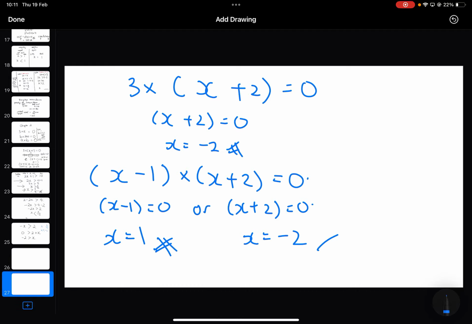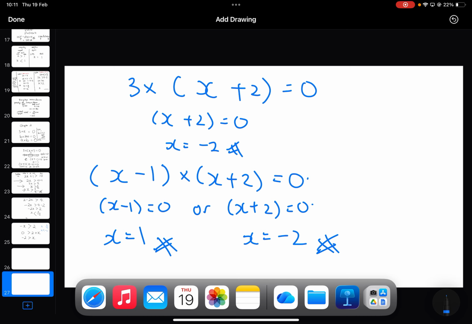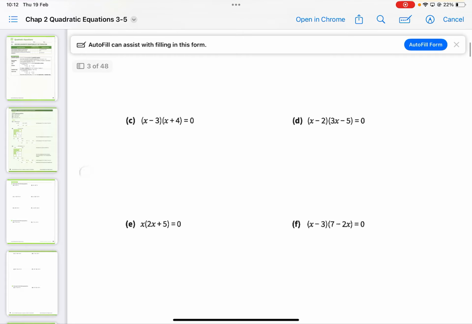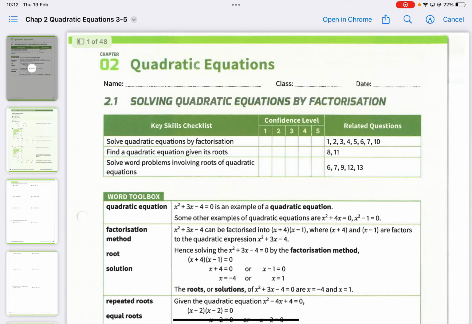Okay? So far, can follow? Why are there two solutions? Because either one can also make the whole thing 0. Okay? Can? Okay, then we look at our workbook. The first one, question 1.